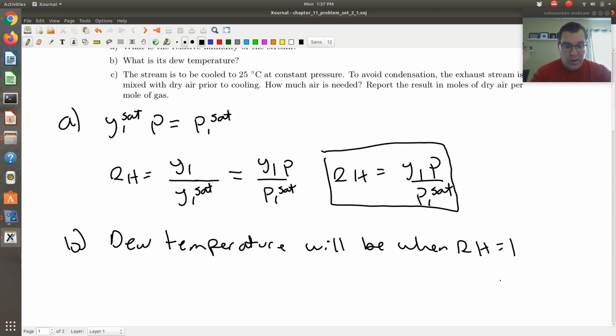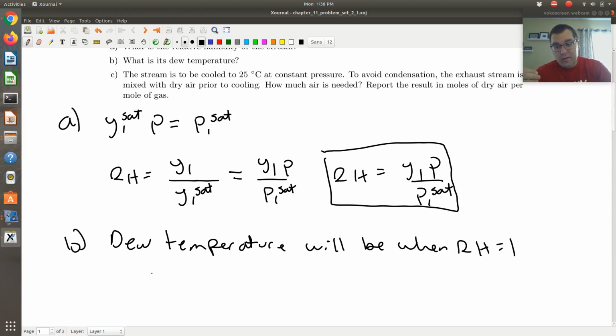Then at night, the sun goes away, things cool down, and that leads to water condensing out of my air. So the dew temperature will correspond to, if I have air at this given partial pressure, for what pure component vapor pressure will I have a relative humidity of 1, at which point water will begin to precipitate out of air. Remember, P1 sat is only going to be a function of T. So that's what the dew temperature is. When you think about T, you think about P1 sat.